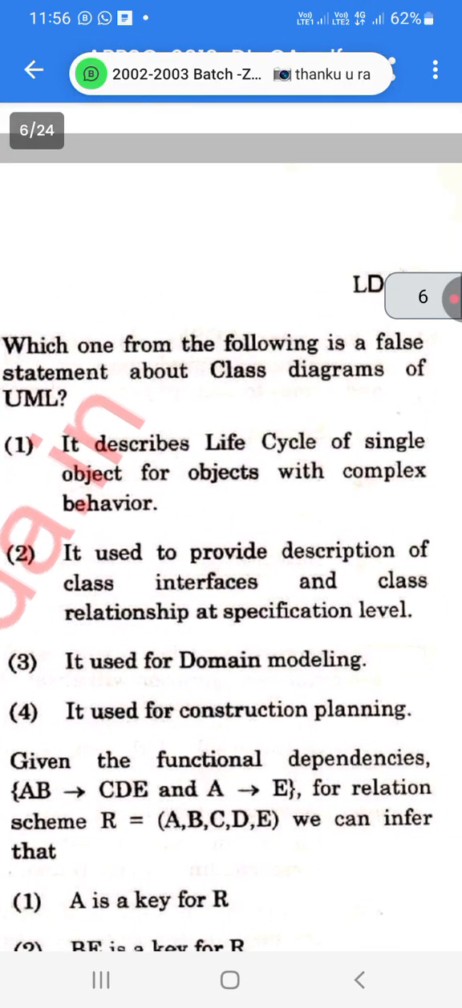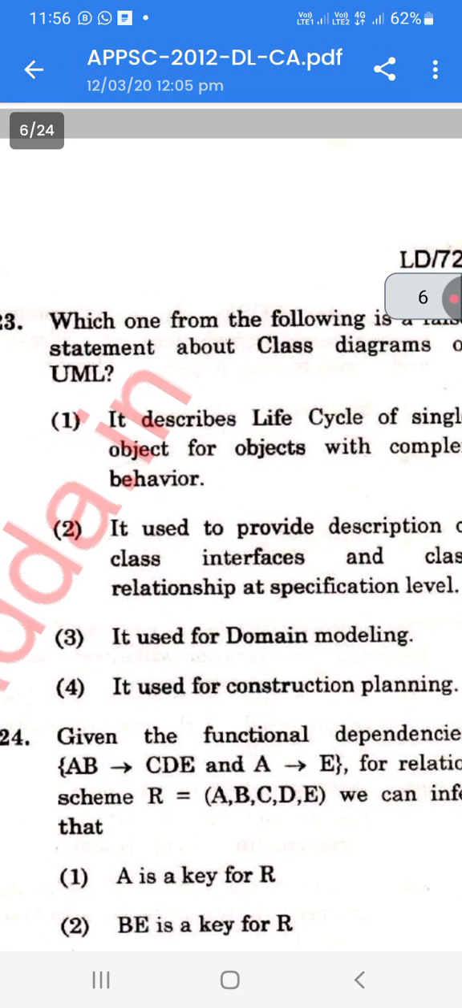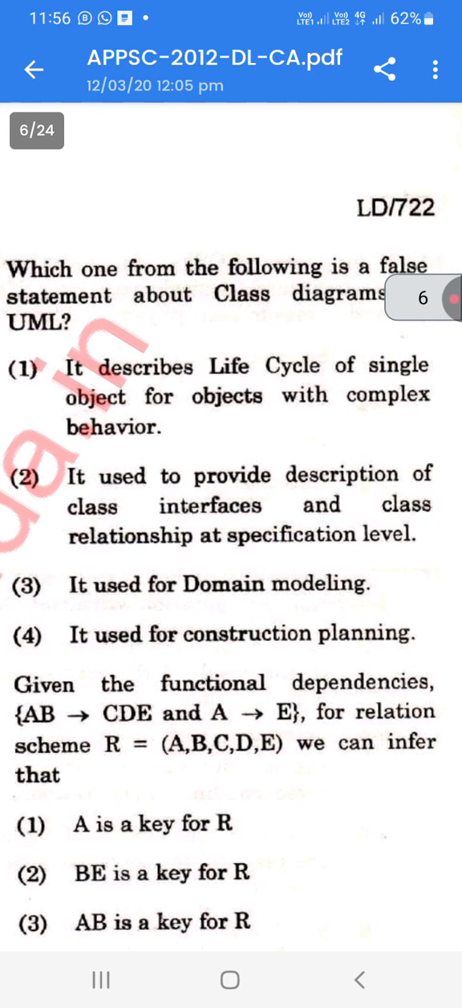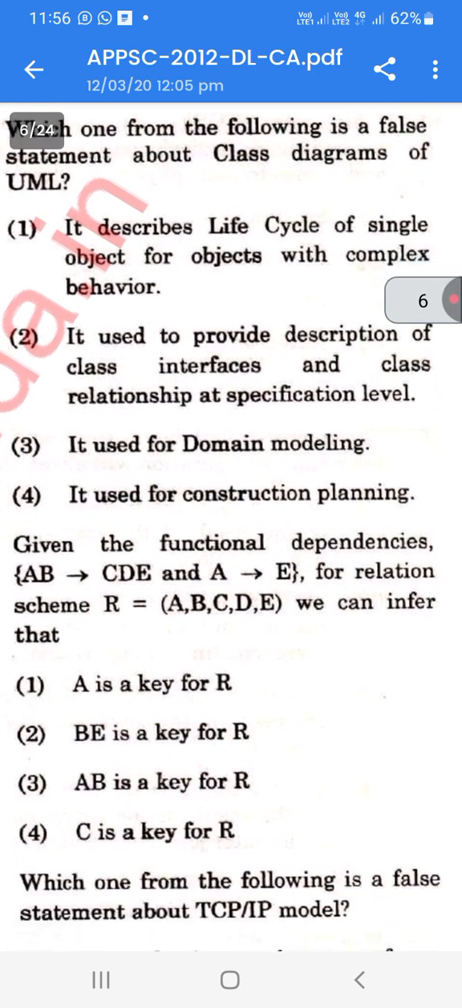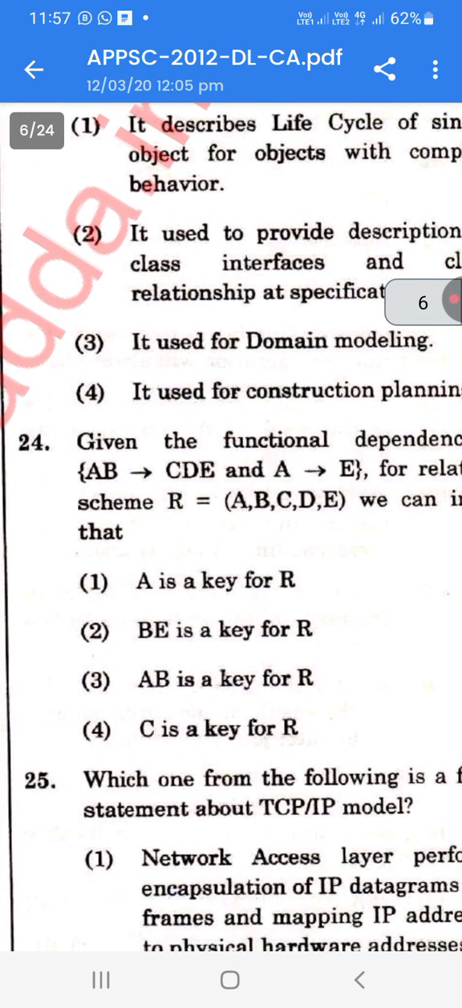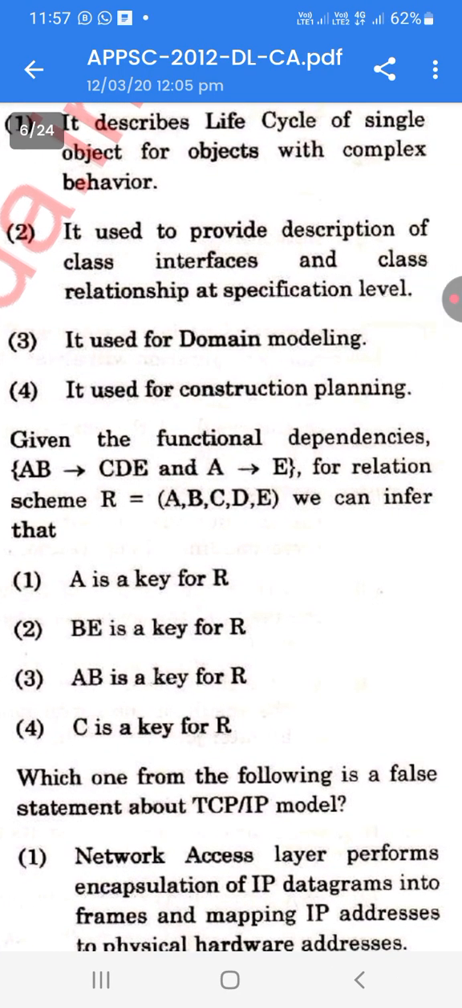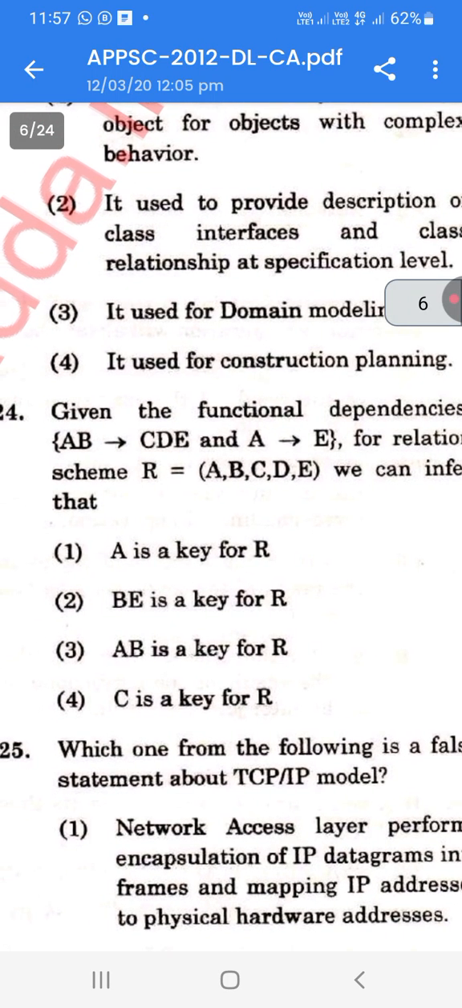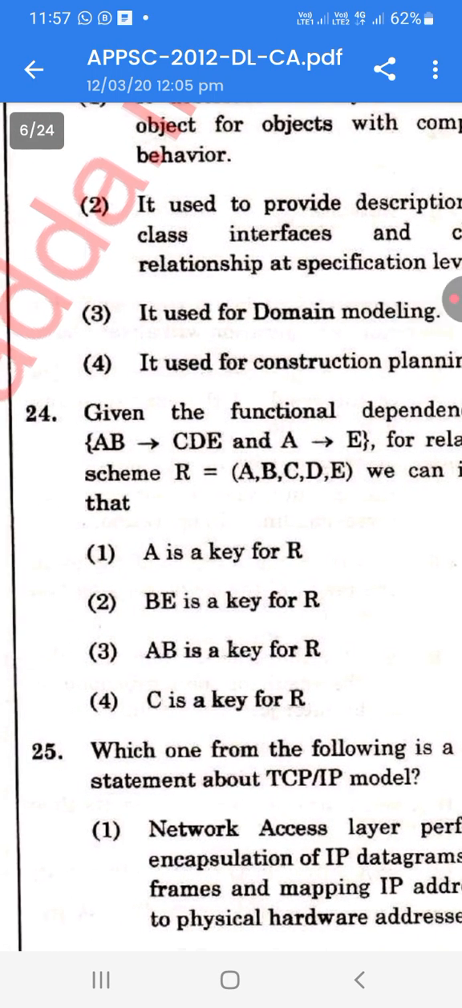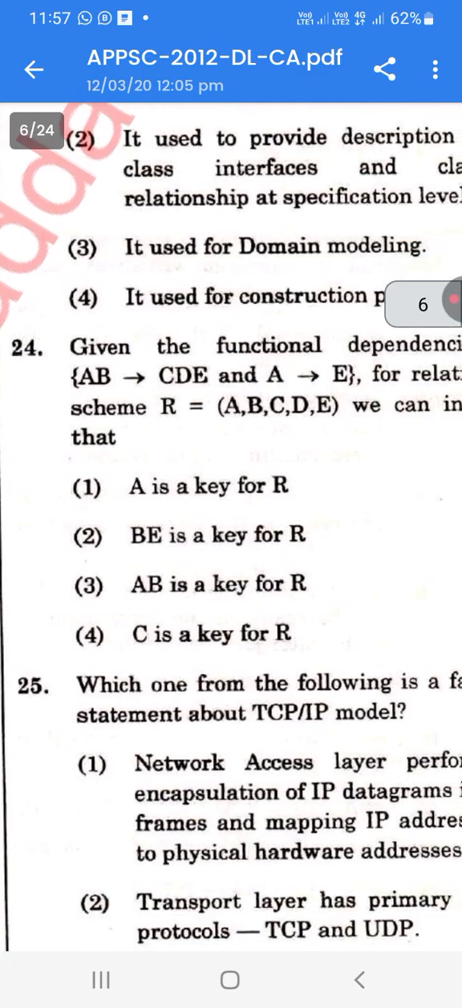Which one from the following is a false statement about class diagram of UML? 1. It describes life cycle of a single object for objects with complex behavior. Given the functional dependencies AB determines CDE, A determines C, for relation scheme R equal to ABCDE, we can infer that 24. 3. AB is a key for R.